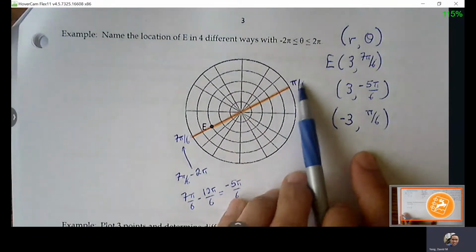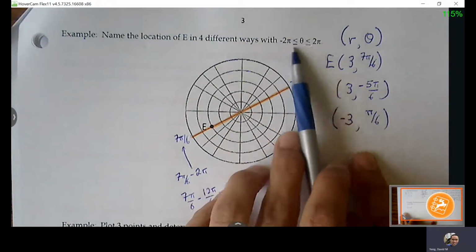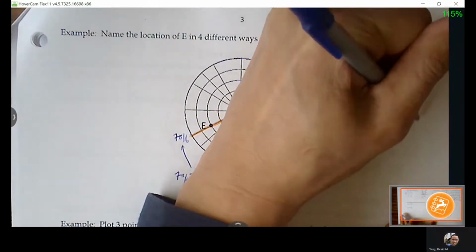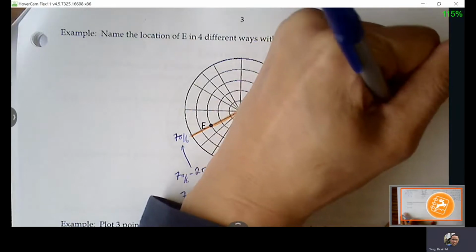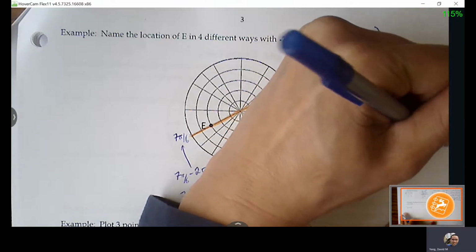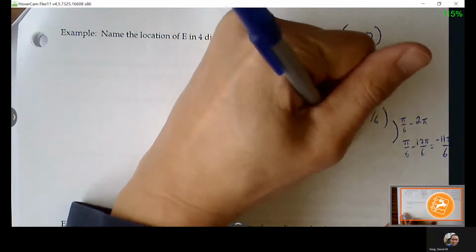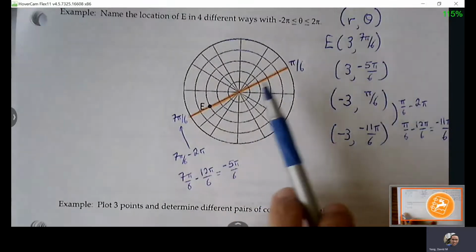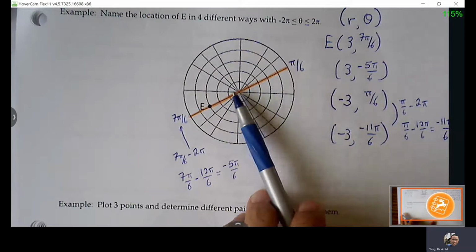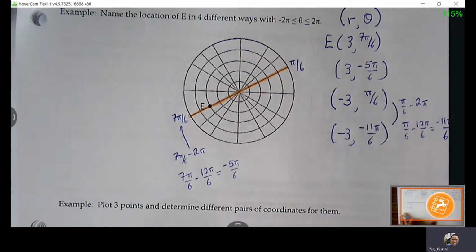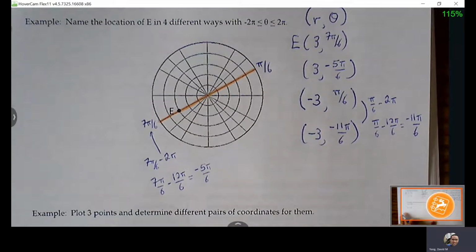Yeah, we can always subtract 2 pi to get to a coterminal angle as long as it falls in that category. So if I subtract the 2 pi, it's the same thing as pi over 6 minus 12 pi over 6, which is negative 11 pi over 6. We know that negative 11 pi over 6 is the same as pi over 6. So negative 11 pi over 6 will walk 3 units away in the other direction. These are all going to take us to the same location, point E. Okay. Any questions there?